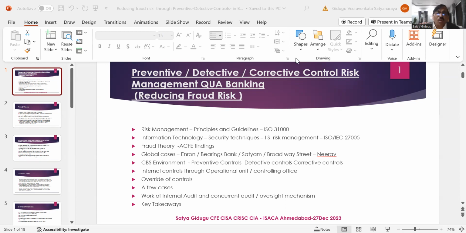Earlier, the Institute of Chartered Accountants of India had the power to penalize chartered accountants. Now this oversight body also penalizes chartered accountants. So: override of controls, a few cases, the work of internal auditors and concurrent auditors, the oversight mechanism, and some key takeaways.